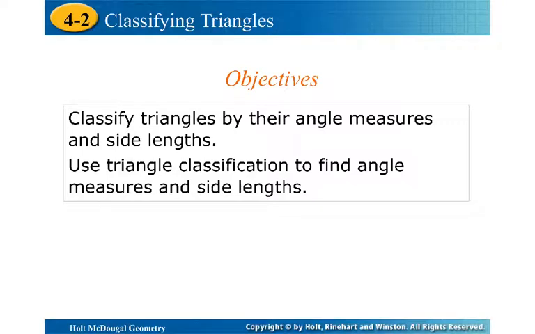Alright, so here we are with classifying triangles for chapter 4. We are going to classify by angles and then also side lengths. There are two different ways to name a triangle, so we just want to be clear about which is which. We're also going to use triangle classification to find angle measures and side lengths, and so we will be using some of our ideas from the previous chapter.